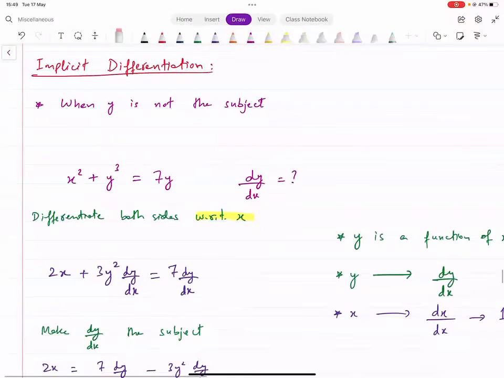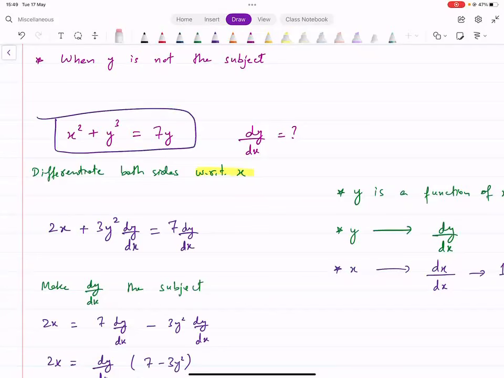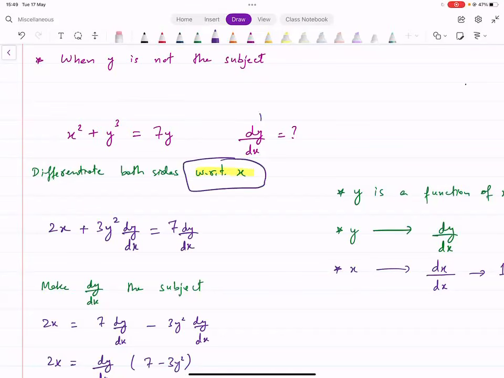Now, what do you have to do here? How do you differentiate this thing? Now it works like this. X squared plus y cube equals 7y. इसको आपने differentiate करना है. आप क्या करते हो? पूरी equation को differentiate कर देते हो with respect to x. Since आपको dy over dx find करना है, derivative of y with respect to x, आप पूरी equation को with respect to x differentiate कर देते हो. Okay.